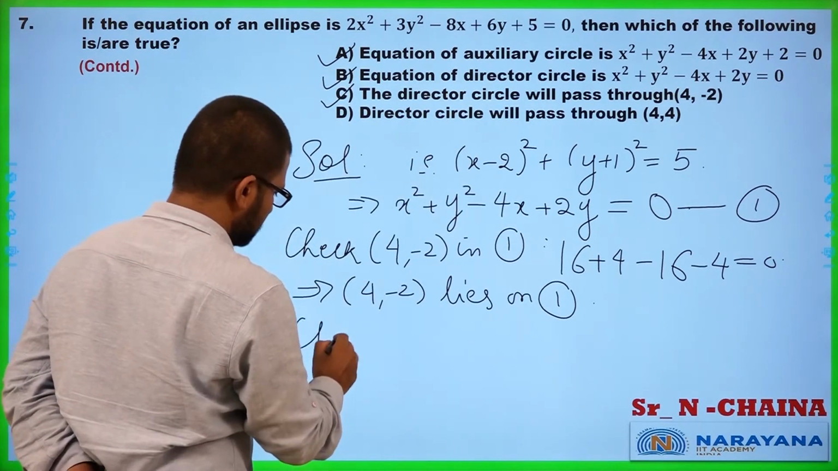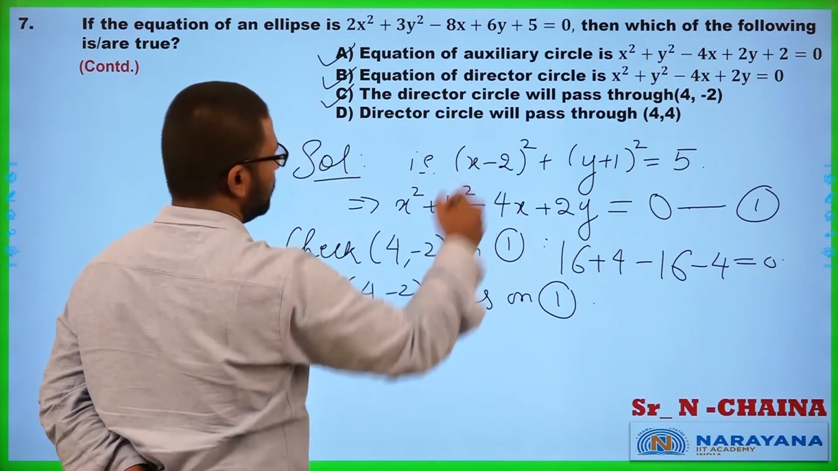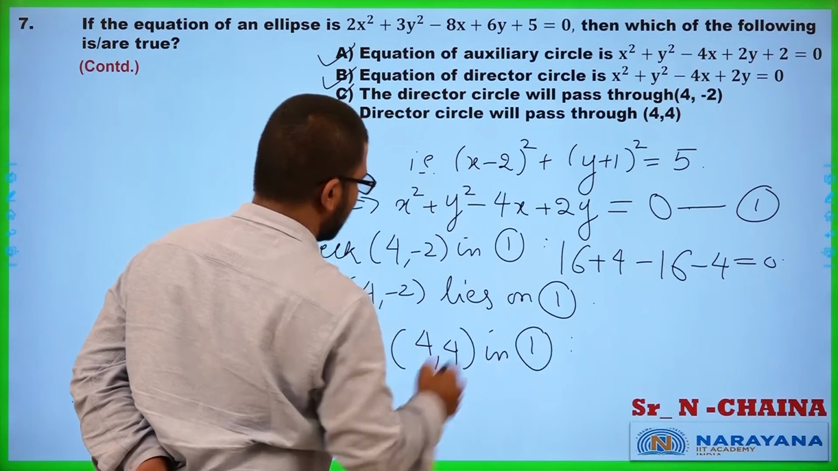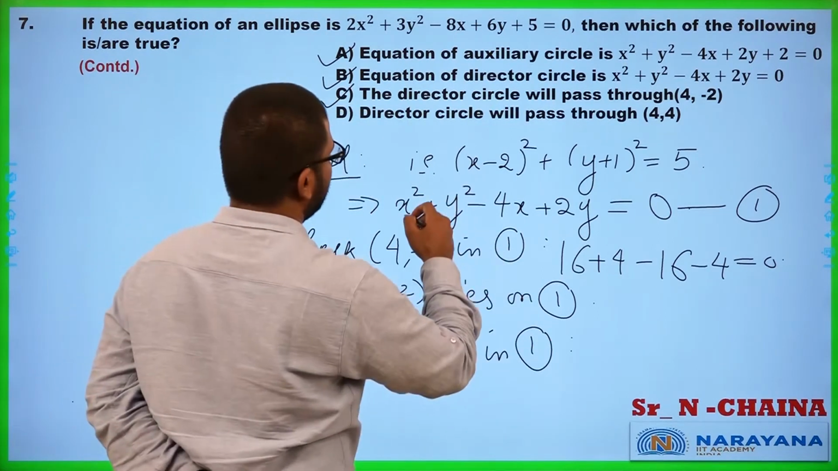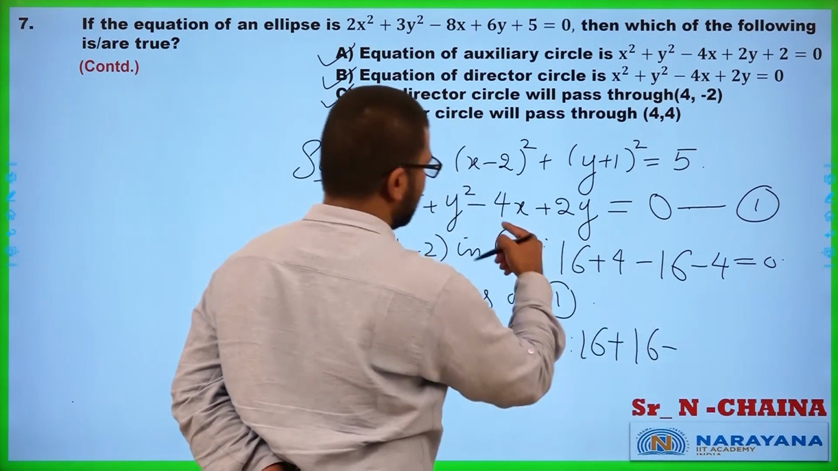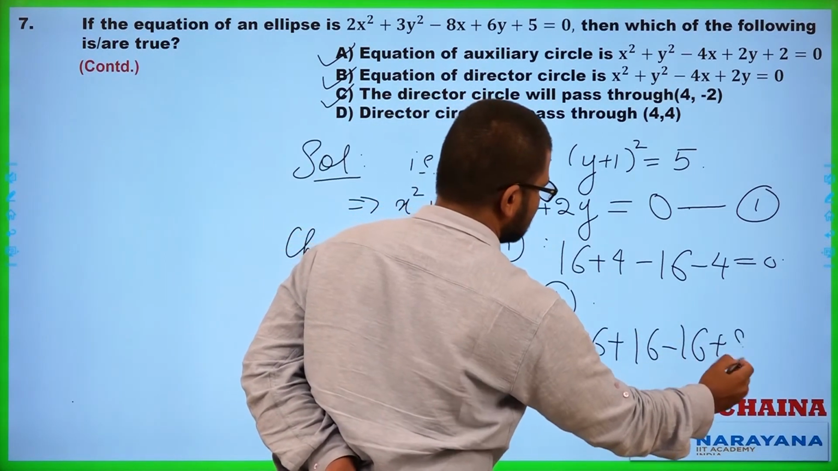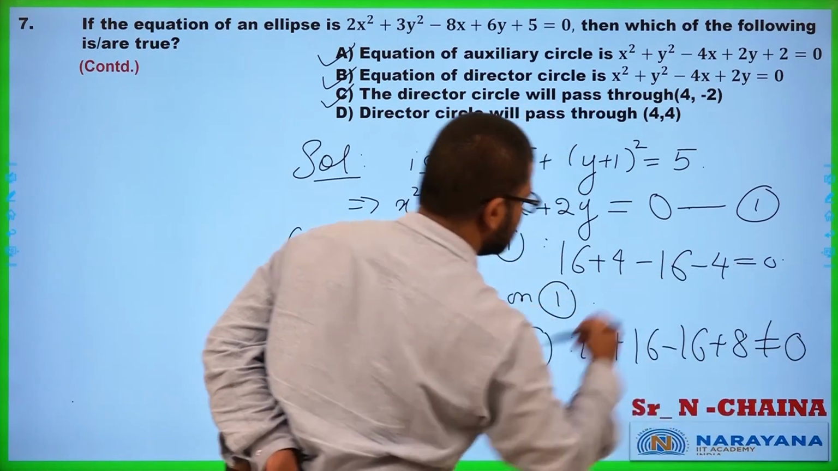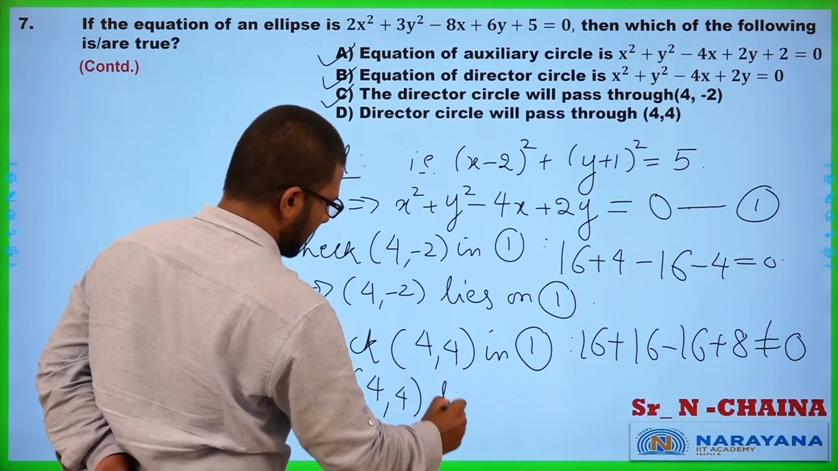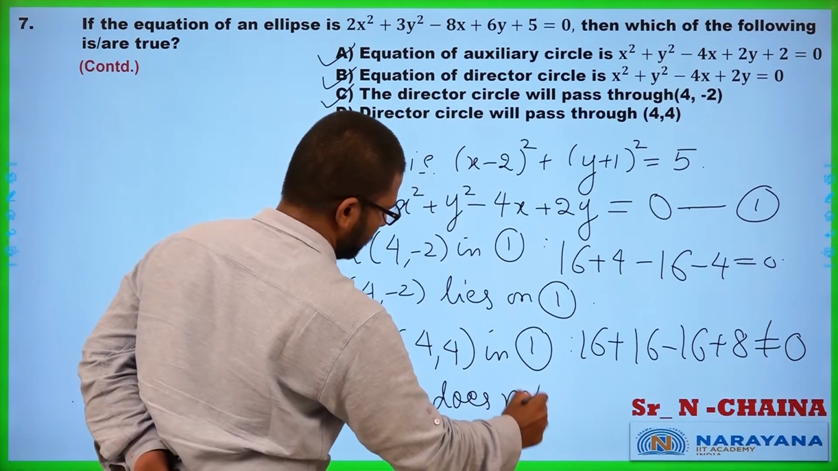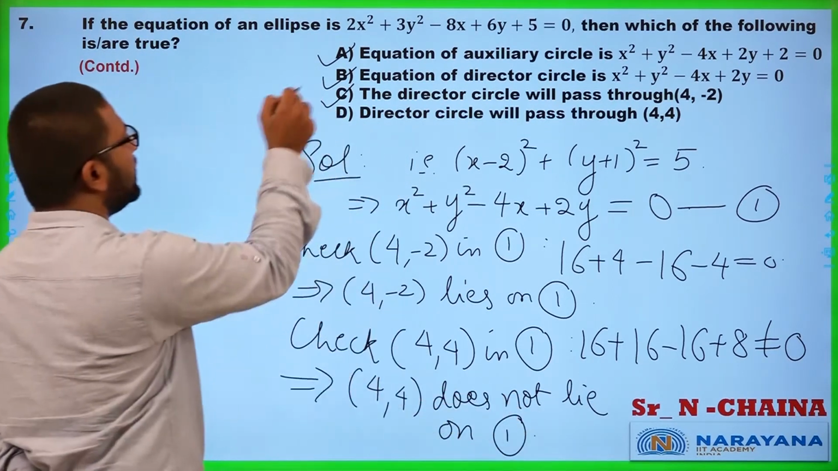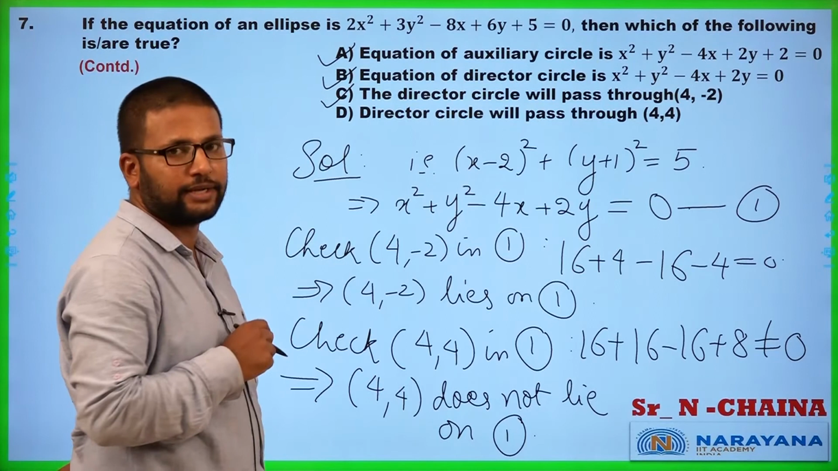Now check option D. Check (4, 4) in 1, right? So 4, 16, 4, 16 minus 16 but plus 8. This is not equal to 0, which means (4, 4) does not lie on 1. Got it? So options A, B and C are correct, D is not correct.